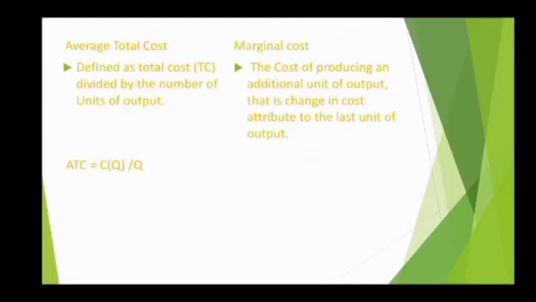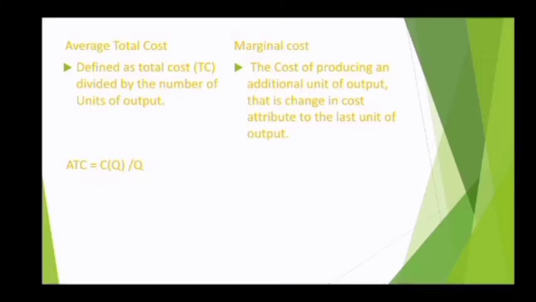Next is the average total cost, defined as total cost divided by the number of units of output, or ATC is equal to C(Q) over Q. Average total cost is analogous to average variable cost, except that it provides a measure of total cost on a per unit basis. So, this total cost is the total of average variable cost and average fixed cost, and the answer is the average total cost.